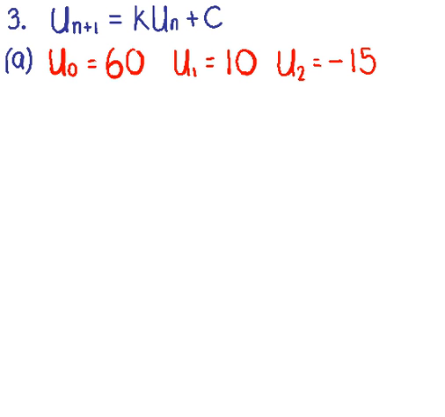This is question number 3. We're told that a sequence is defined by the recurrence relation u(n+1) equals k times un plus c. Part A says that given u0 equals 60, the initial value, and u1, the first term, equals 10, and u2, the second term, equals minus 15, form a system of equations and solve it to find k and c.